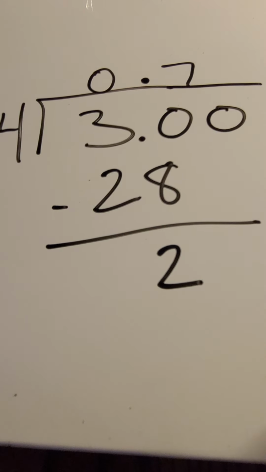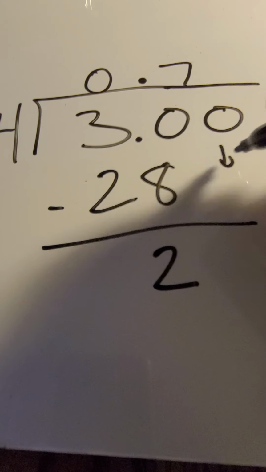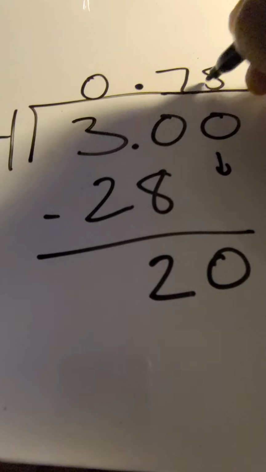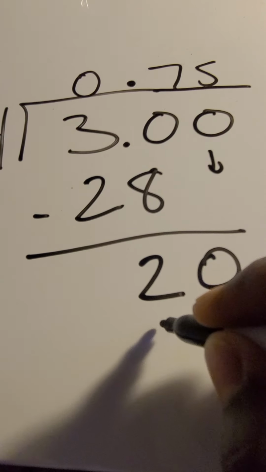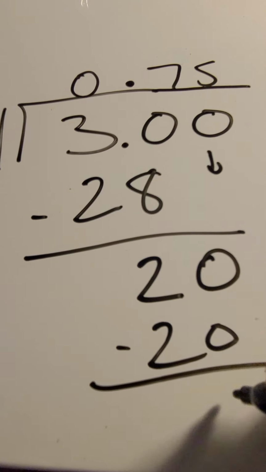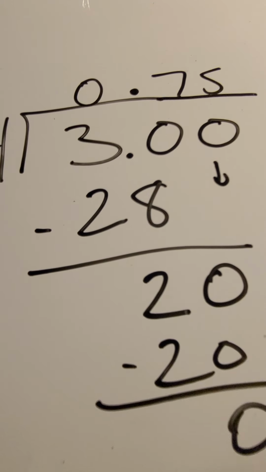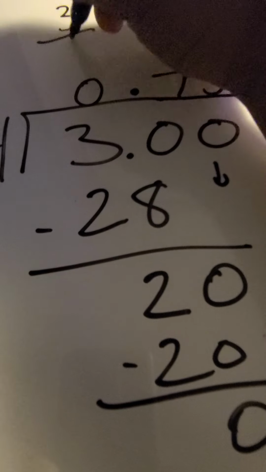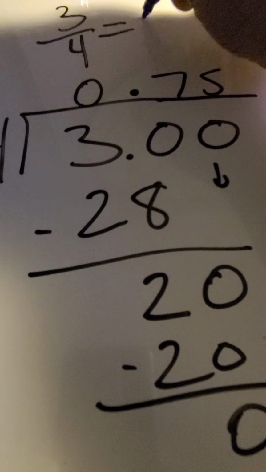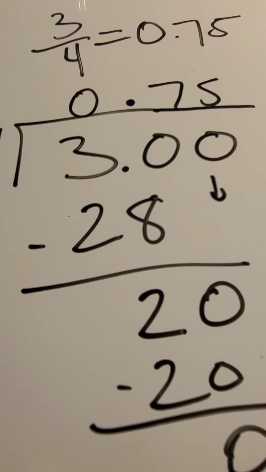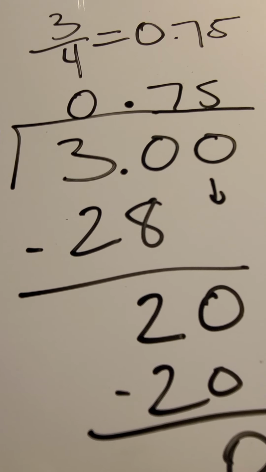30 minus 28 is 2. We're going to bring down our 0. 4 goes into 20, 5 times. Evenly. And we have our answer. So we can conclude that 3/4 is equal to 0.75.